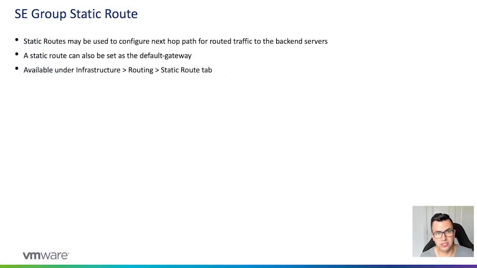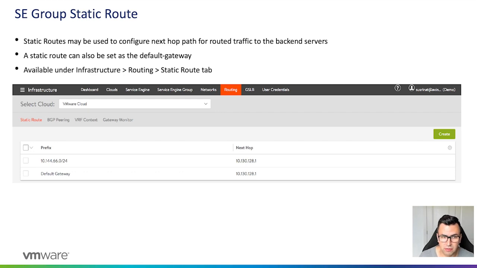And let's discuss the other section of the infrastructure tab, and that is the static route. Static routes may be used to configure the next hop path for routed traffic to the backend servers. A static route can be set as a default gateway as well. And we can access those in the infrastructure section, routing, static route tab. Now, this is how it looks.